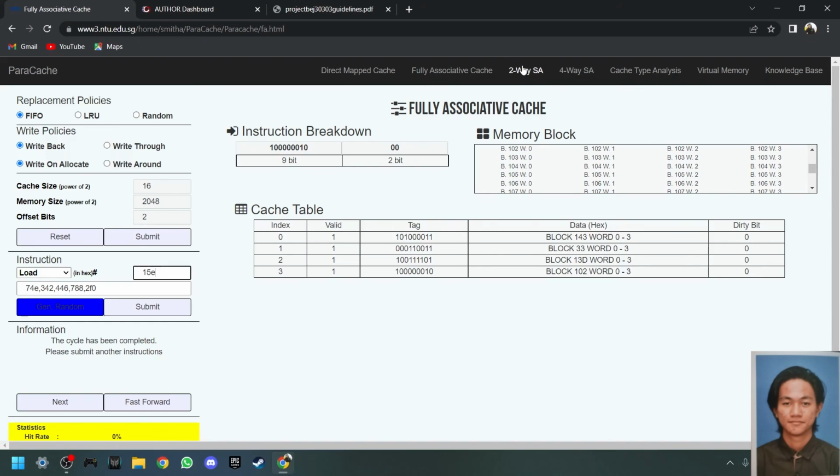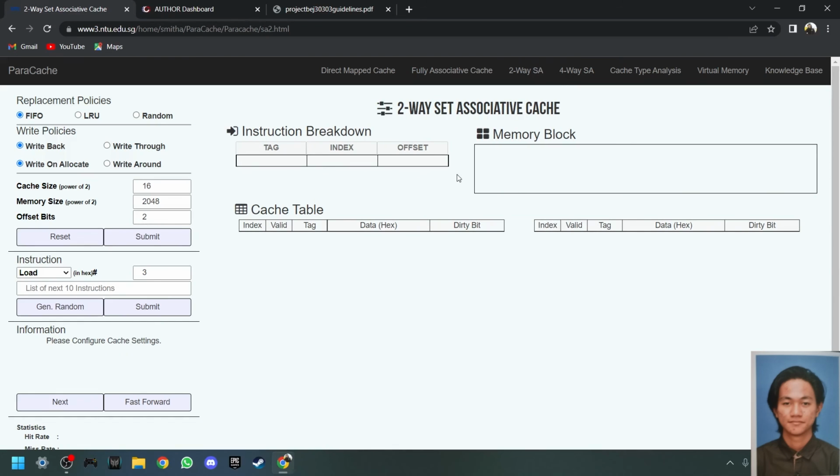Then the next is two-way set associative.